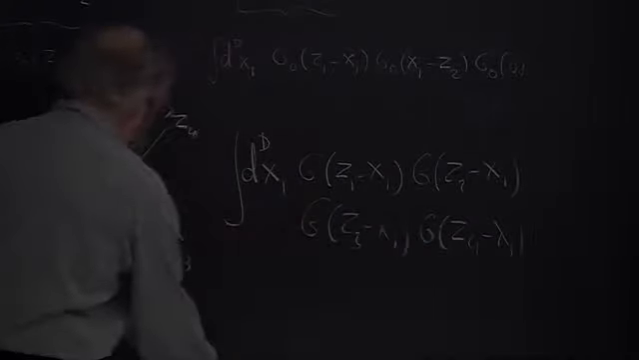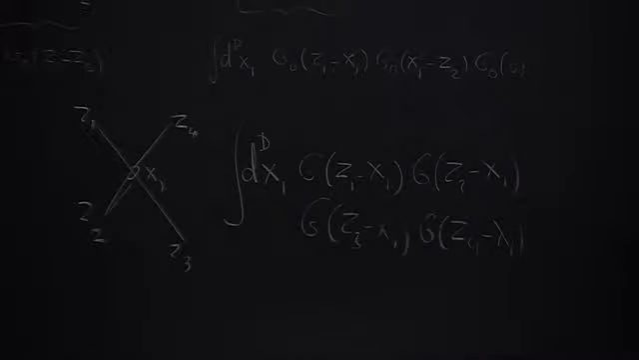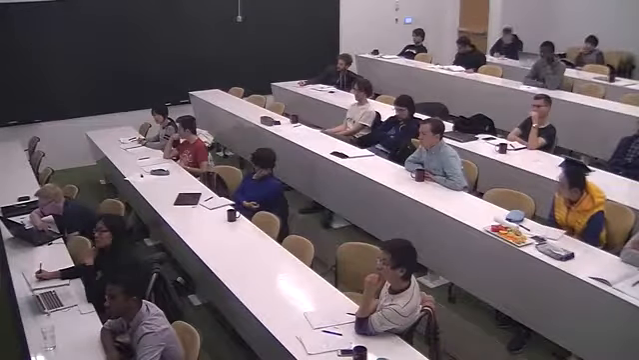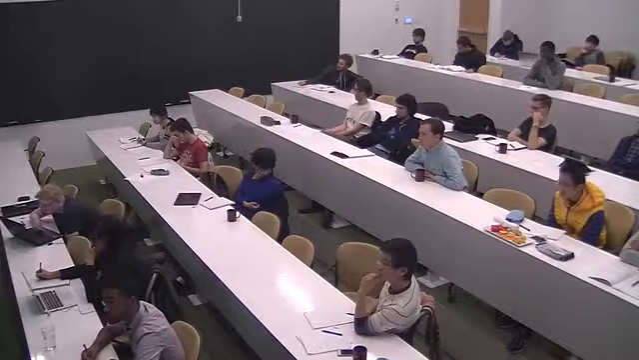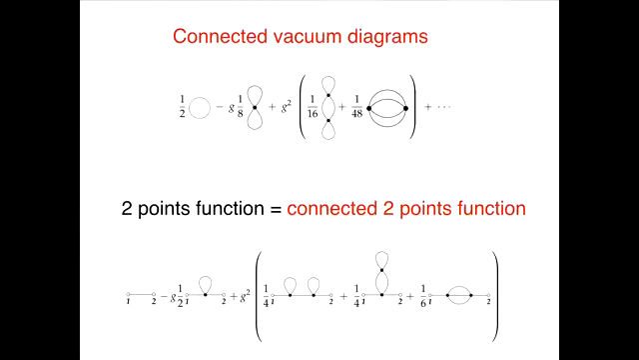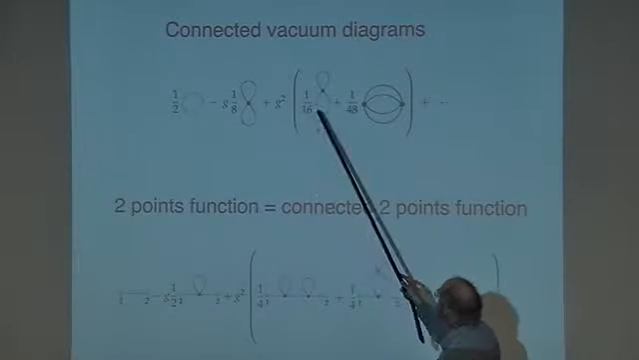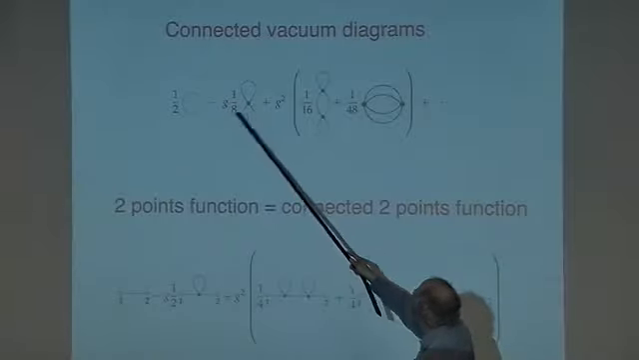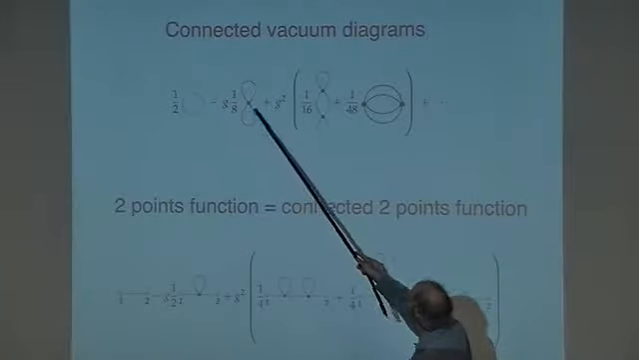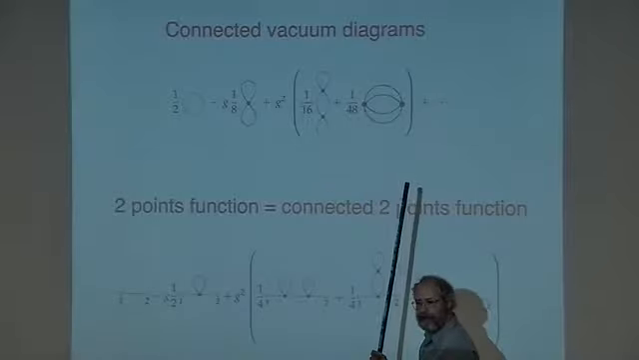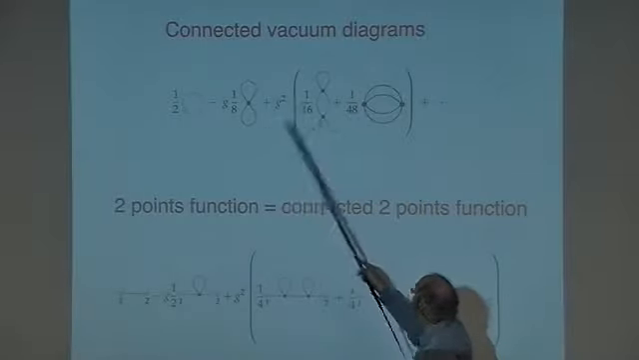Okay. Good. So now let me discuss a bit what's happening. What we have seen is that when computing the vacuum diagrams, forget about this one at the moment, which has no internal vertex, these are the connected vacuum diagrams. This one, this one, this one.